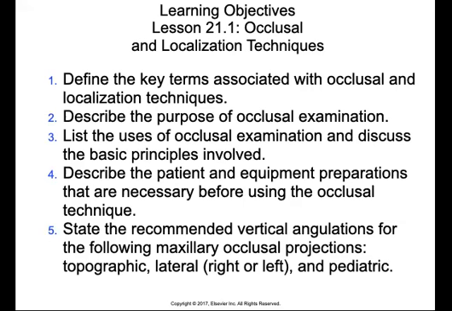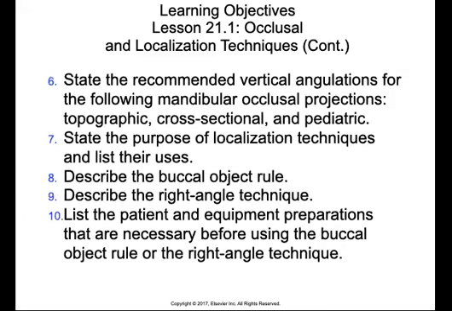We'll describe the patient and equipment preparations that are necessary before using the occlusal technique, and we'll state the recommended vertical angulations for the following maxillary occlusal projections: the topographic, the lateral or left to right, and the pediatric. We'll state the recommended vertical angulations for the following mandibular occlusal projections: topographic, cross-sectional, and pediatric. And we'll state the purpose of the localization techniques and their uses.